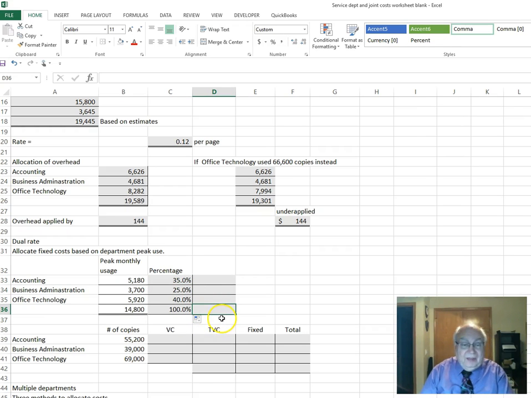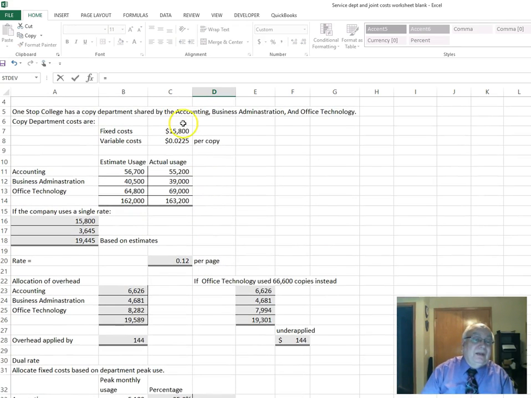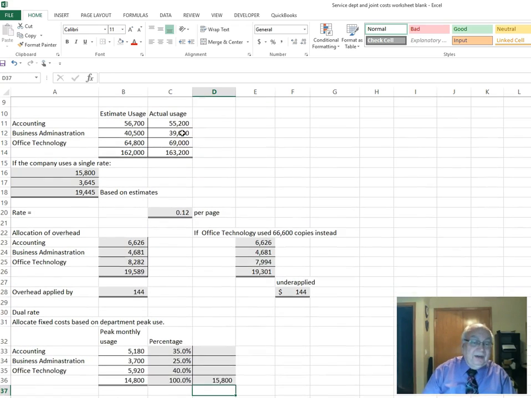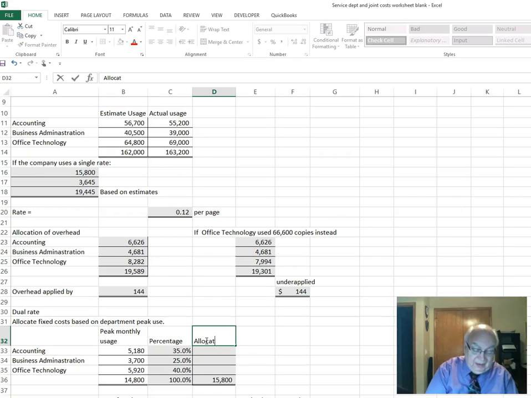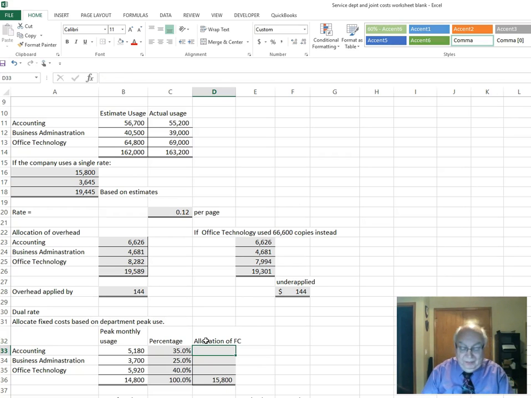Okay. Now this is my fixed cost. That was up here at 15,800, so that's what we'll put here. Then to get the allocation, which is what will go here, the allocation of fixed costs is what will go there. This will equal 35% times the 15,800. We can absolute value that. So that gives me 5,530. And we copy that down.